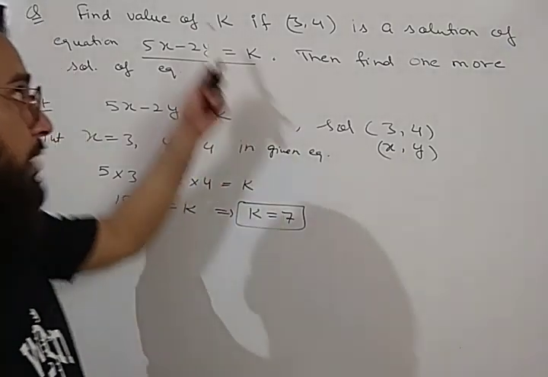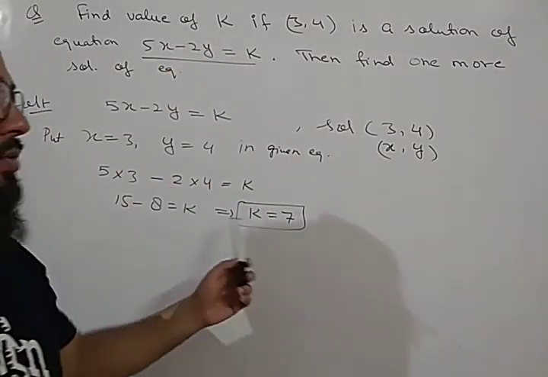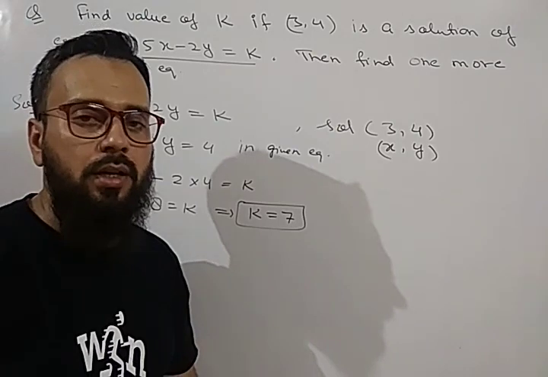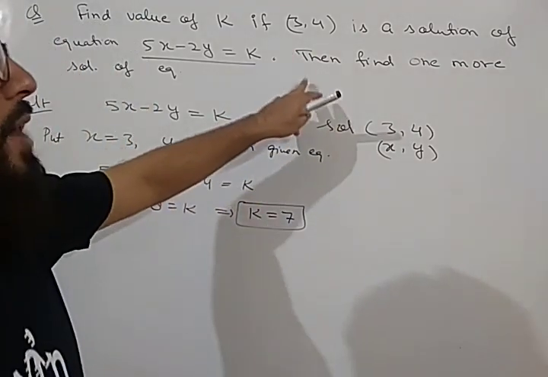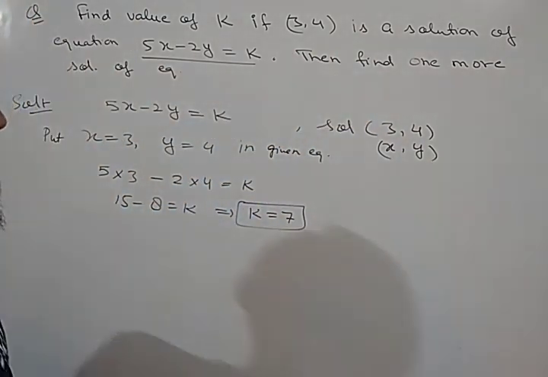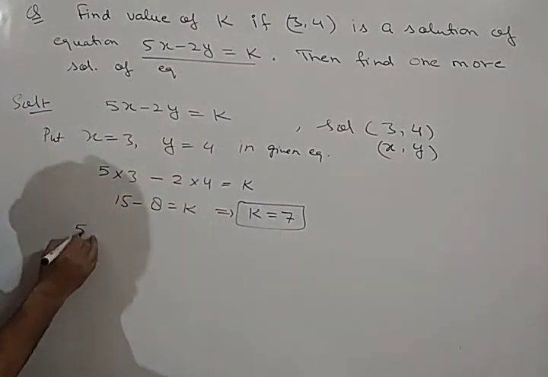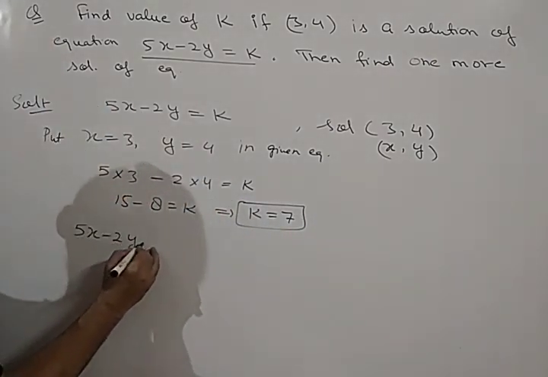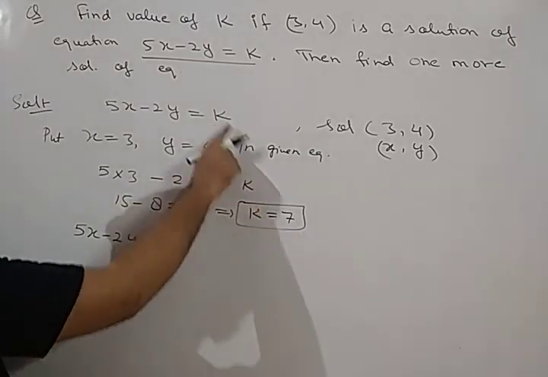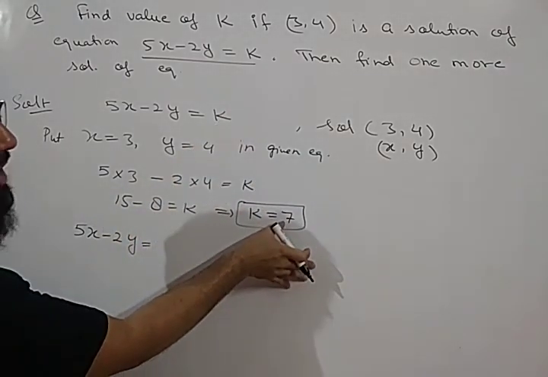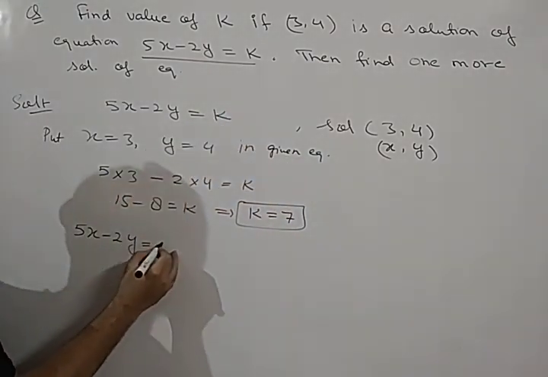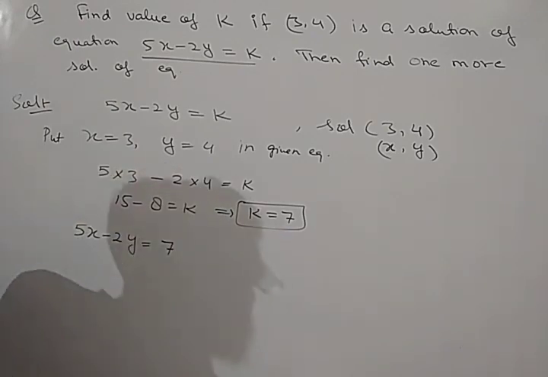Okay, so first we have to find the value of k. We have found it out, k is equal to 7. Now the second part is, then find one more solution of the equation. So what is the equation? Equation is given to us 5x minus 2y is equal to, now it was k. We have found out the value of k. So we will put it here. It will be 5x minus 2y is equal to 7.